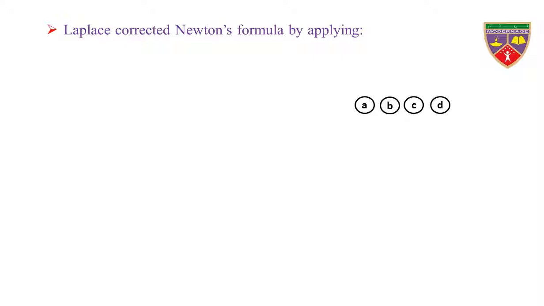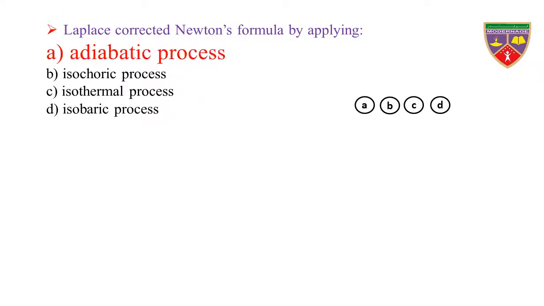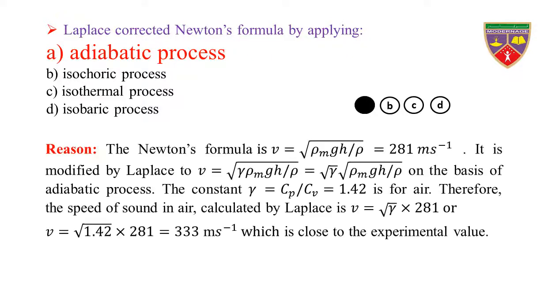Laplace corrected Newton's formula by applying: option A, adiabatic process; option B, isochoric process; option C, isothermal process; option D, isobaric process. The key is adiabatic process. Therefore, the correct option is A.